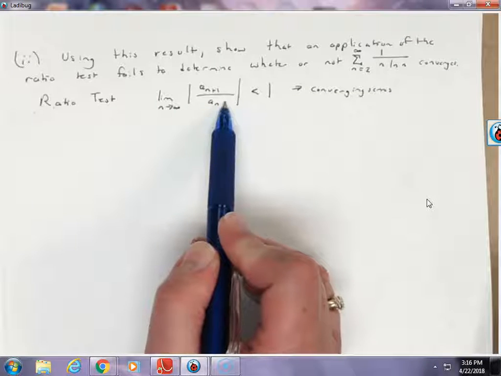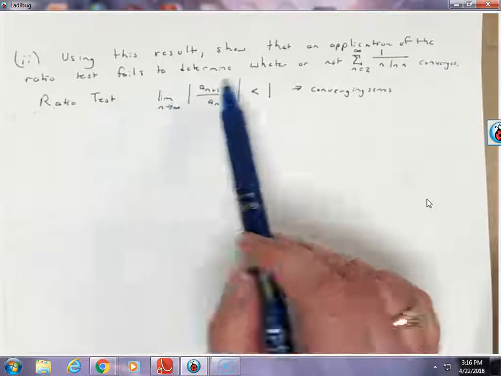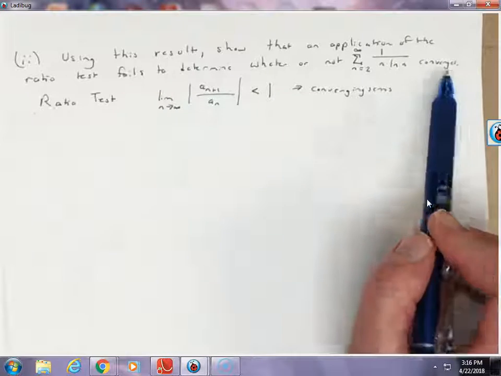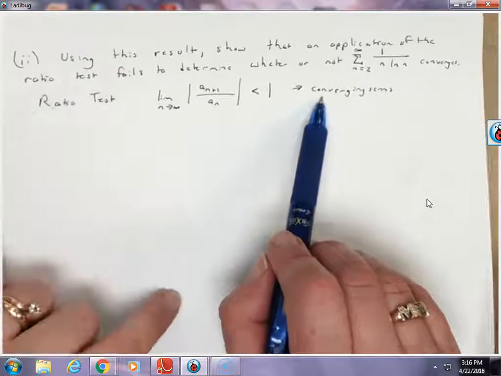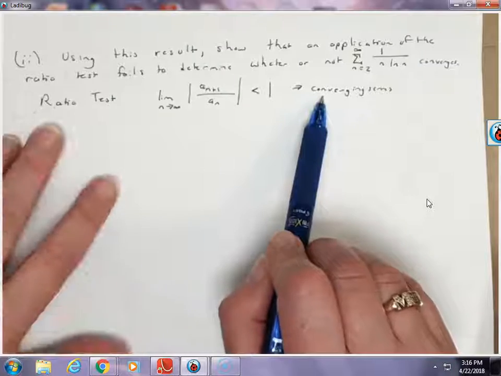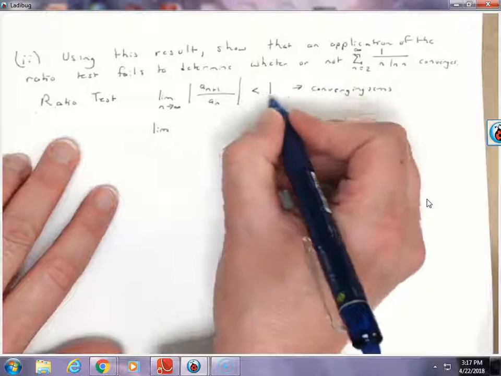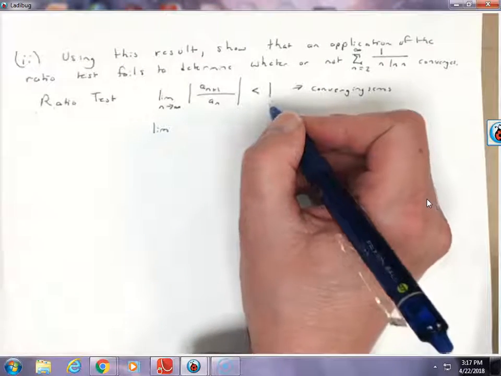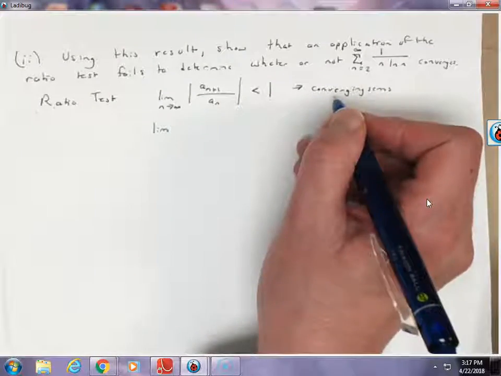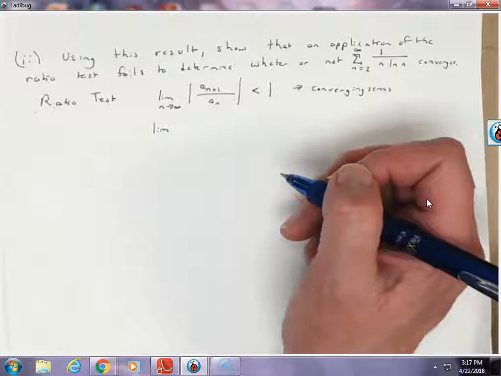If you're doing the ratio test, I've already written this here for you. We're going to have to remember that. And so we're going to do the limit. Less than 1 would be convergent, and greater than 1 divergent, equals 1 would be fail, you cry.